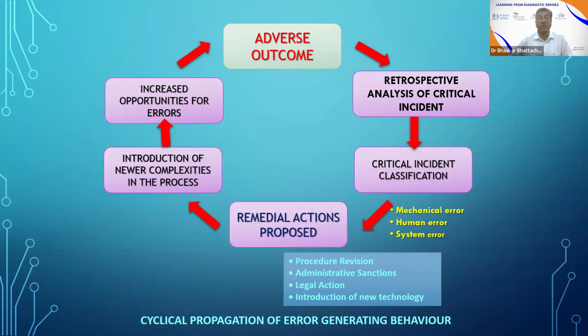So procedural revision is required if necessary. Administrative sanctions are required, and legal action has to be taken to prevent the error next time. And introduction of new technology when the old technology is hindering a proper result of the test. Next slide.